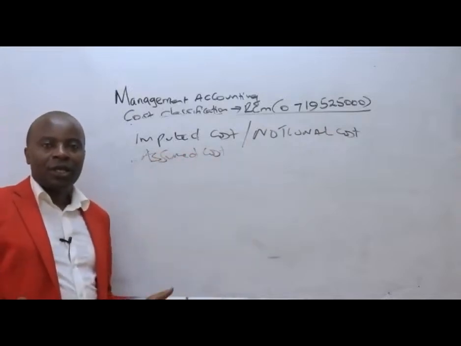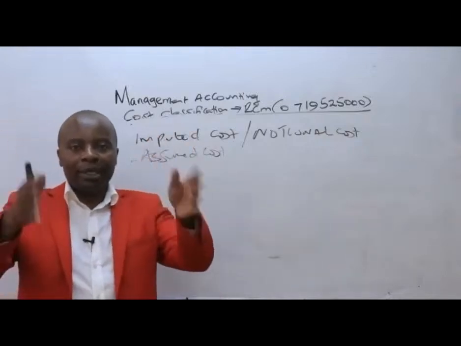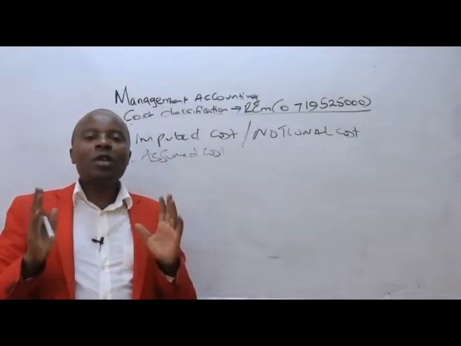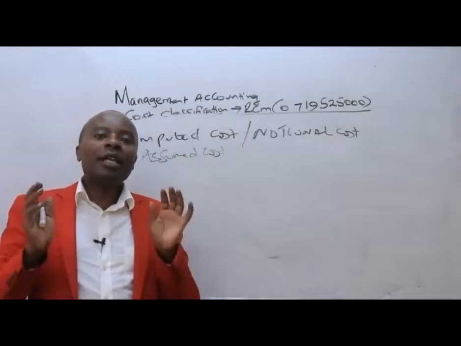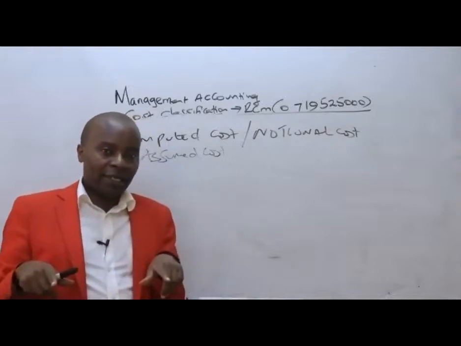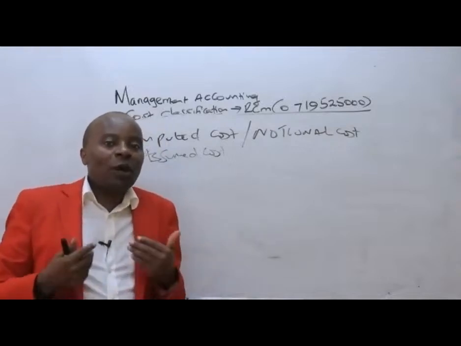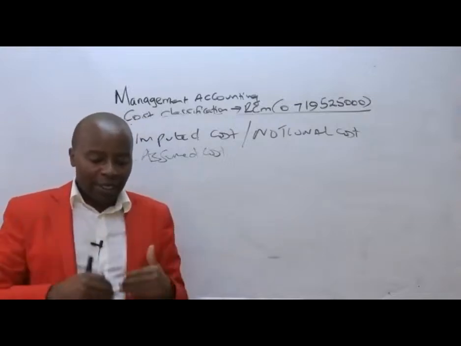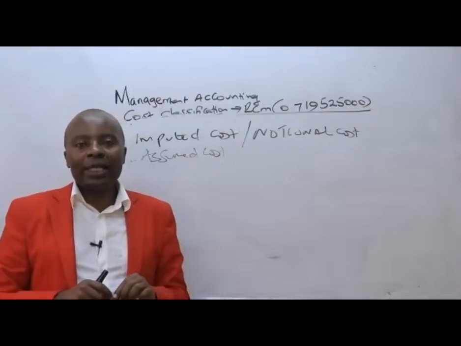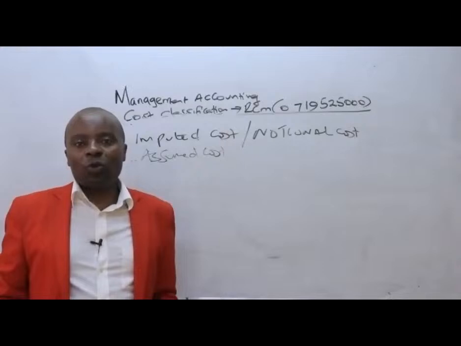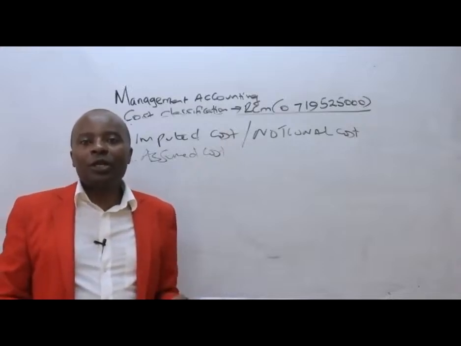For instance, if as RCM we own a building, it will be very important for us in our income statement to have rent. We'll be assuming, if we were paying rent, how much rent would we have paid? So then in our income statement, we shall be charging rent. Of course, that rent doesn't exist. It's an assumed one. It's a hypothetical one. So it is notional. It is what you've imputed.